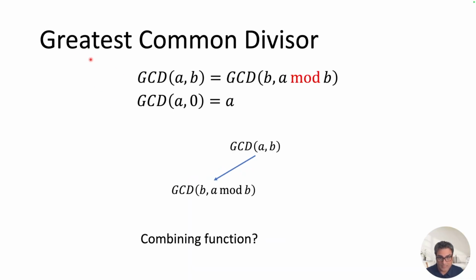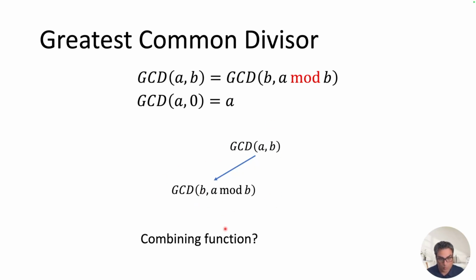Moving on, let's talk about the greatest common divisor, or GCD, function. GCD of a and b, two integers, is equal to GCD of b and a mod b. And the base case is that GCD of a and 0 is equal to a. Again, notice that from GCD of a and b, I go to GCD of b and a mod b. This again indicates that we are really implementing a simple loop.